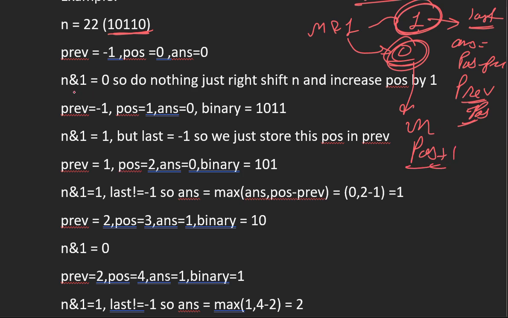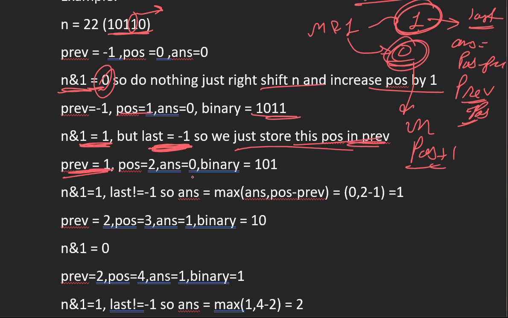So let's see here. First we check whether the current bit is 1 or 0. The current bit is 0, so we just right shift the number and increase the position by 1. So our position has become 1 and the number has reduced to 1011. Then again we check the first bit. Here last is -1, which means there was no one present before this one. So we just store this position in previous. So our previous has been updated to 1, and then again we right shift and increase the position to 2.